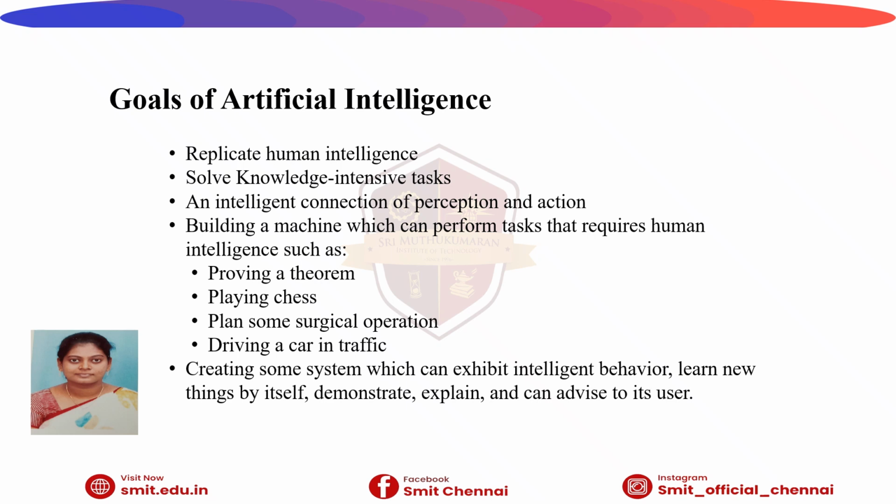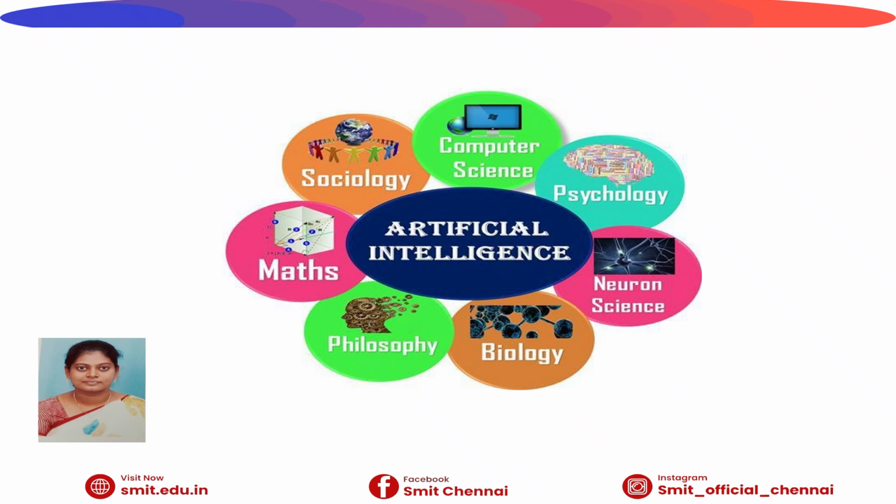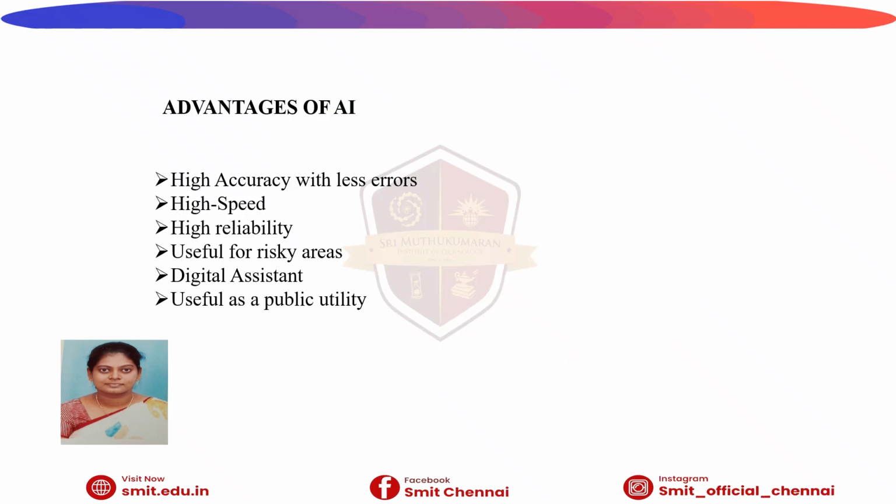Creating some system which can exhibit intelligent behavior, learn new things by itself, demonstrate, explain, and advise its users. These are the various fields where we can apply artificial intelligence: computer science, psychology, neuroscience, biology, philosophy, maths, and sociology. Advantages of AI: high accuracy with fewer errors, high speed, reliability. It is useful for risky areas. We have many digital assistants using AI, and it can also be a useful tool as a public utility.